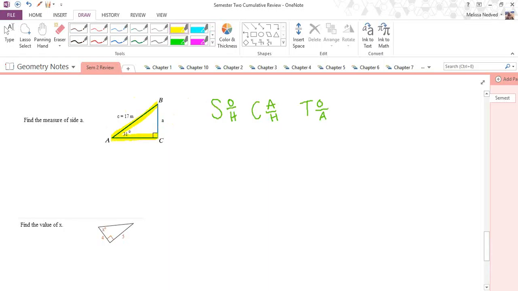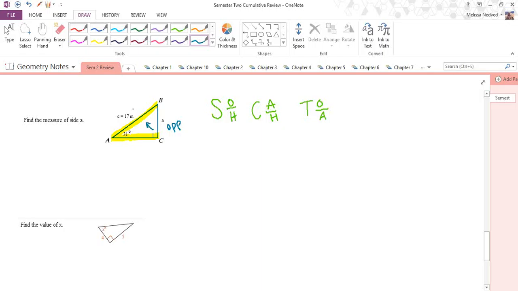The reason I highlight it is because it makes it very clear which side is my opposite side, and that's where I like to start. The side I did not highlight is the side that does not touch that angle. That's my opposite side. And that's what I'm looking for. So I know I'm going to need to pick one of my trig functions that uses opposite. Now I need to look at what else I know. I know that C here is equal to 17 meters.